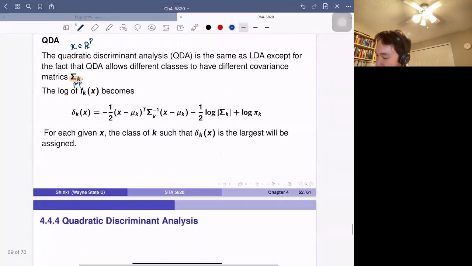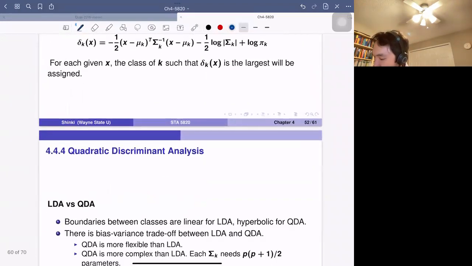And yeah, everything else is similar to LDA. And what's the boundary for QDA? Actually, this is a quadratic curve, so that's why we call this QDA.